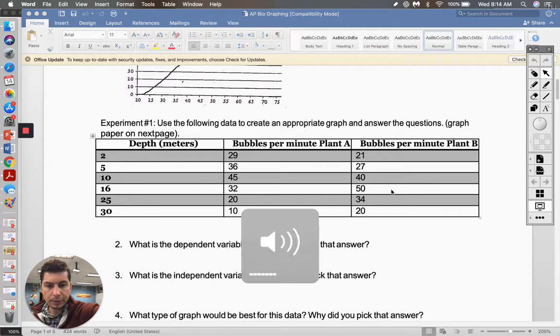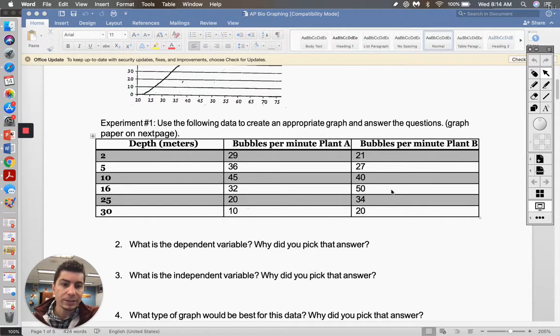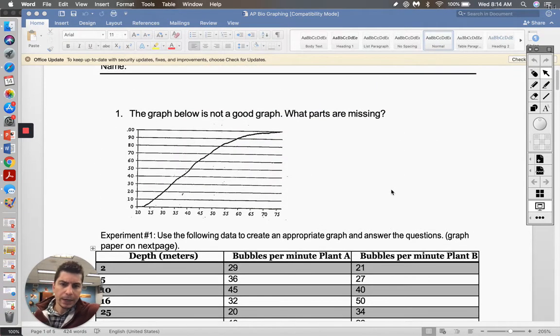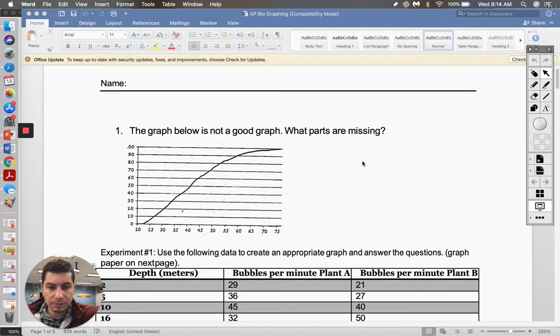Okay guys, so today we are going to go over some graphing skills used in AP Biology. So we started going over some different graphs and analyzing them during class, but I wanted to give you guys a specific assignment just on graphing. So on your Canvas, you guys will find this little gem here.